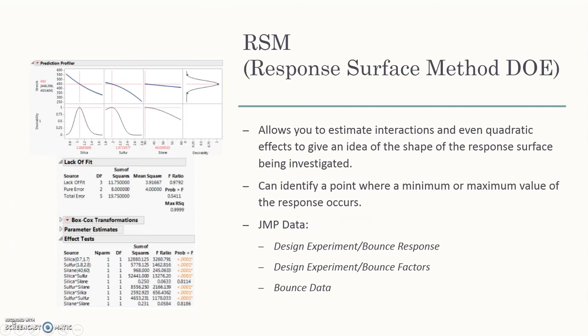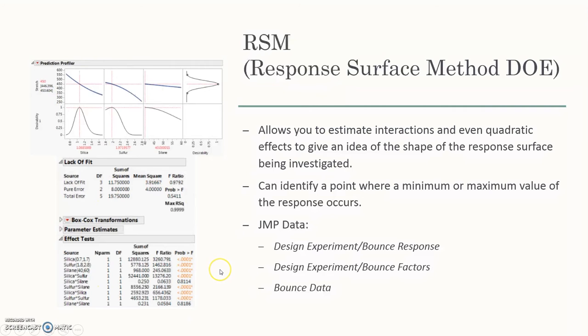So here we'll be talking about RSM, or response surface method, which is kind of a variation on the traditional DOE. It allows you to estimate interactions and even quadratic effects to give an idea of the shape of the response surface being investigated. And you can identify a point where a maximum or a minimum value of the response occurs.